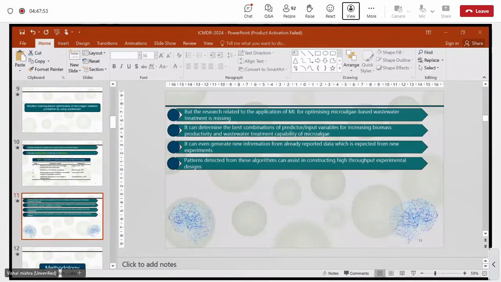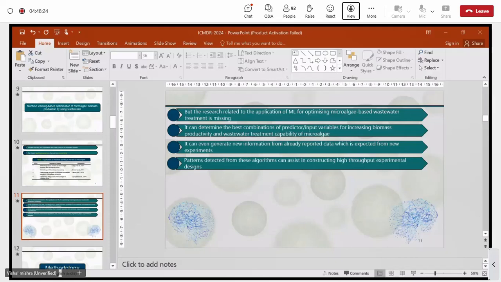One more thing, it can determine the best combinations of predictor input variables for increasing the biomass productivity and wastewater treatment capacity of the macroalgae. Suppose macroalgae is only capable of treating 10% of the wastewater, volume by volume. Now, by giving the best combination of the variables, which we call in the mathematical language predictors, it may treat 20% of the total wastewater, or 25. Same algae, no chemical reaction is required, no mutation is required. Only by varying the experimental conditions, we have done the work.